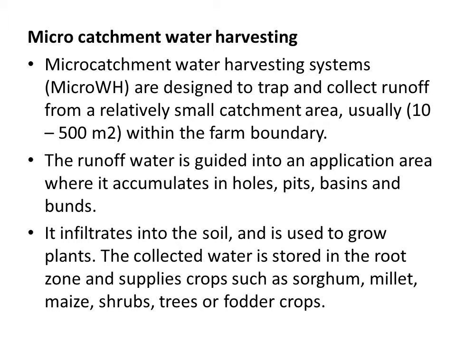The runoff water is guided into an application area where it accumulates in holes, pits, basins and bunds. So water is guided to be applied on a surface or area consisting of holes, pits, basins and bunds. It infiltrates into the soil and is used to grow plants. The collected water is stored in the root zone and supplies crops such as sorghum, millet, maize, shrubs, trees and fodder crops. The main purpose is to store the water in the subsurface or root zone level to feed the crops.